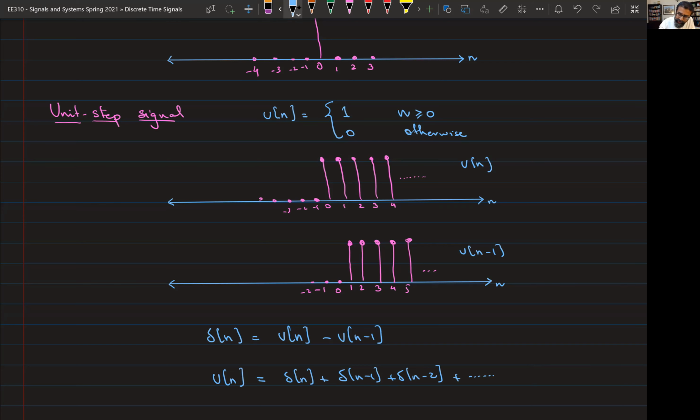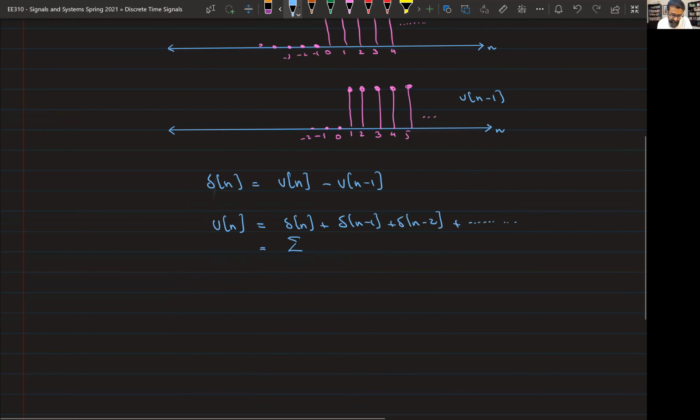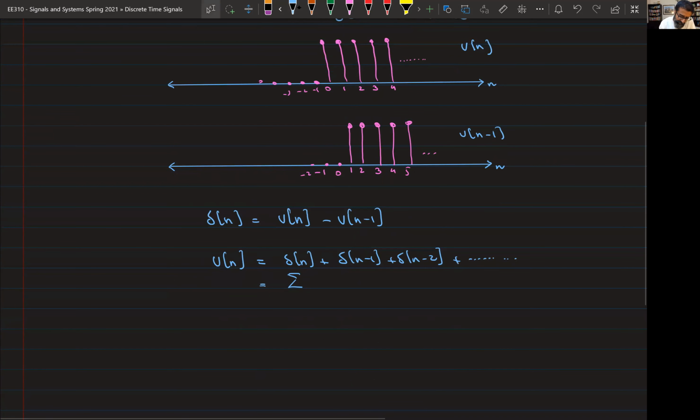Okay. Can I write this as a sum, as a nice notation? Yes, we can do that. So this is the summation, k going from 0 to infinity, of delta of n minus k. And that's the relationship between U of n and deltas.